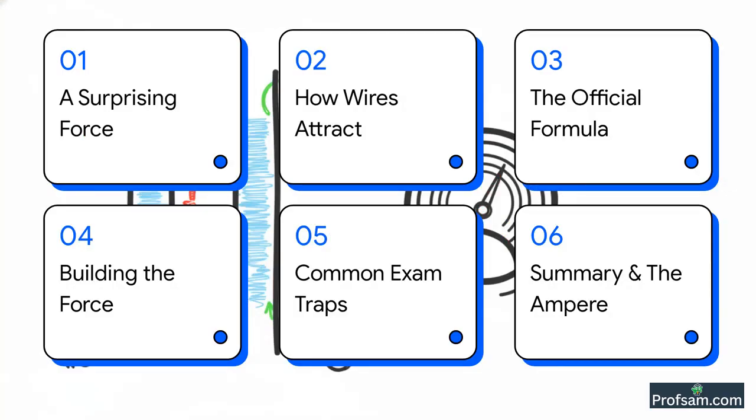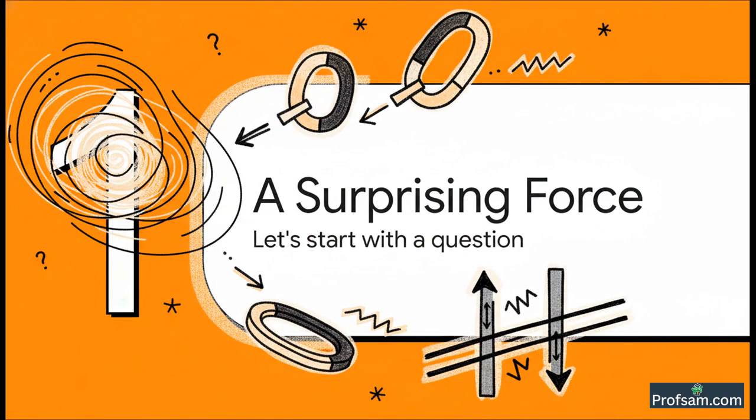So, here's what we'll cover. First, a surprising force to get you thinking. Then we'll see how wires actually attract. After that, the official physics formula, and we'll build it step by step. We'll also look at common exam traps. You don't want to fall for those. And finally, we'll wrap up with a summary and see how this all connects to the definition of the ampere. Okay, let's dive right into our first section, a surprising force.